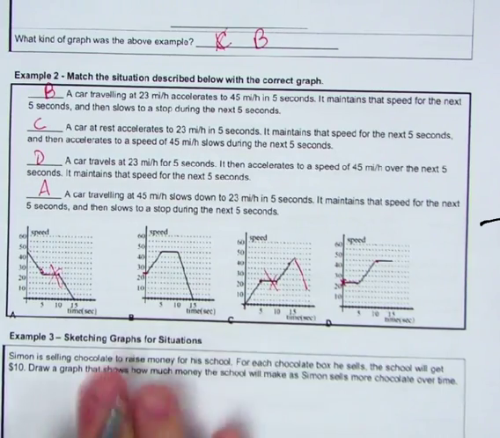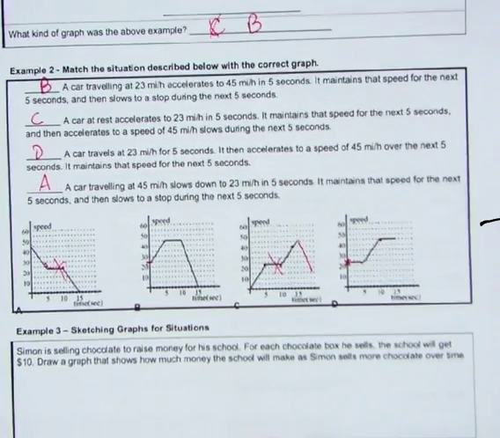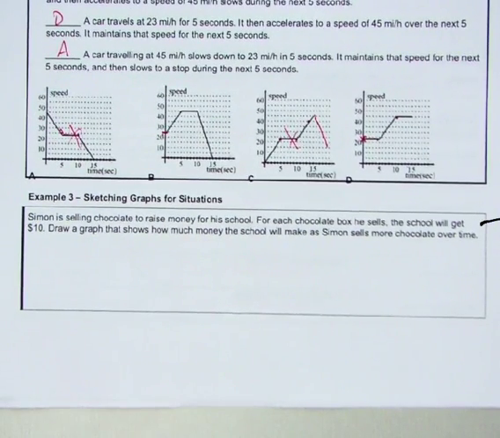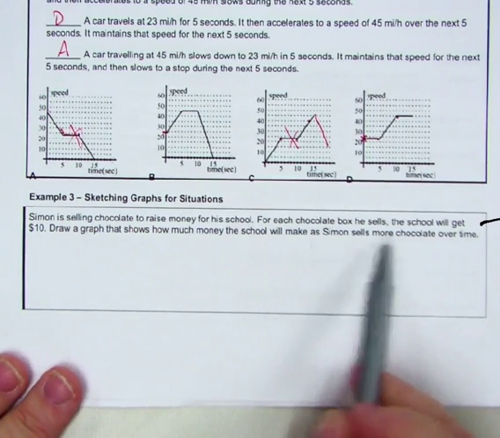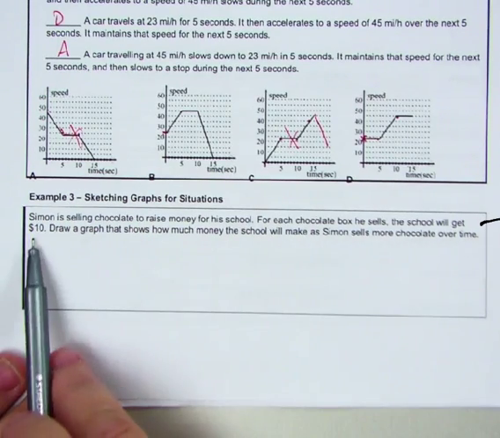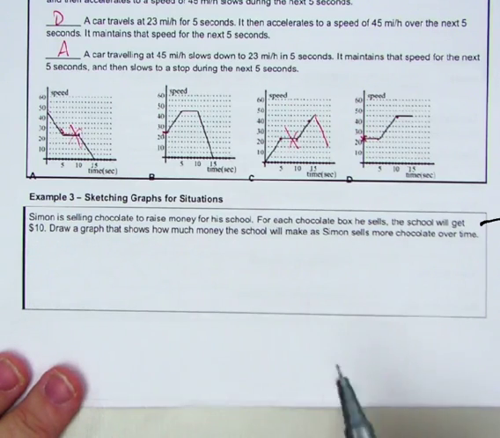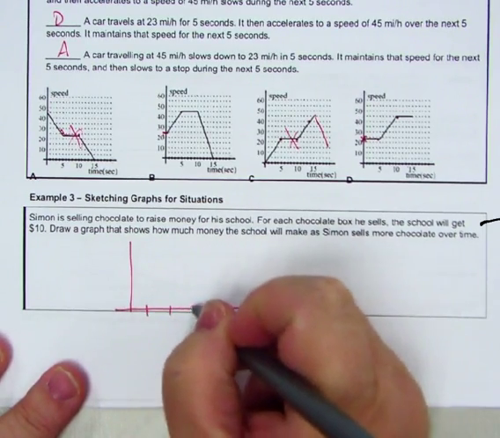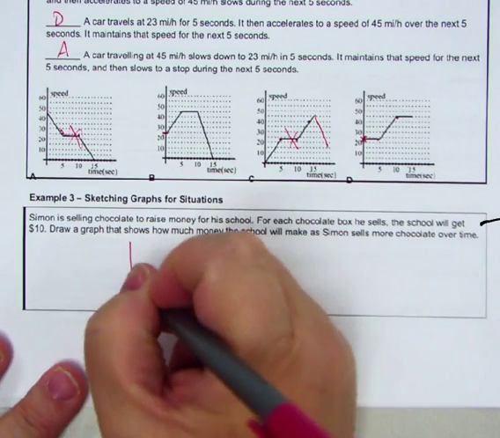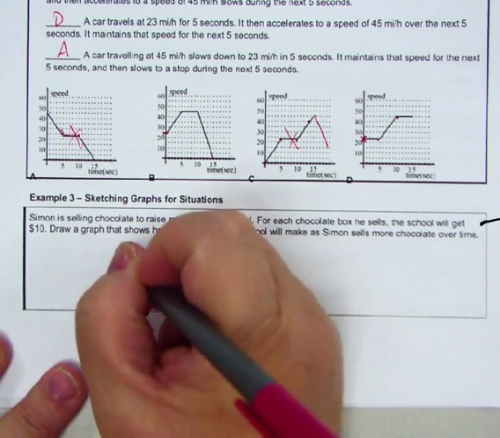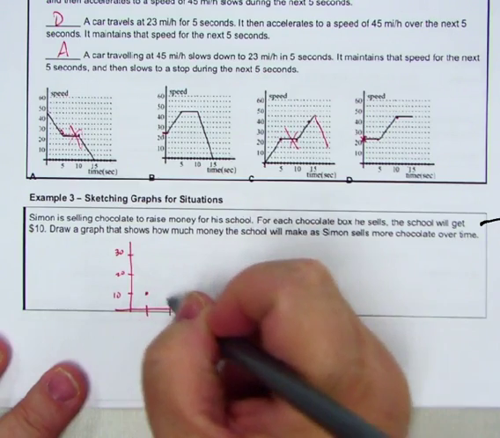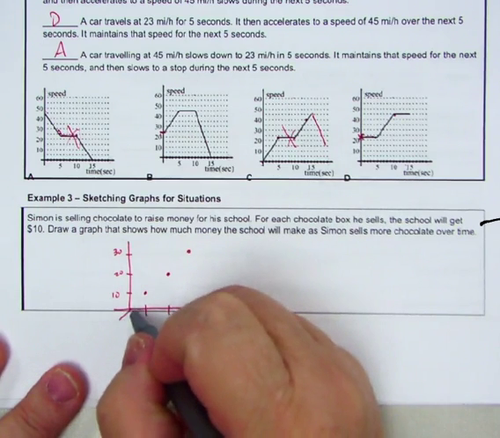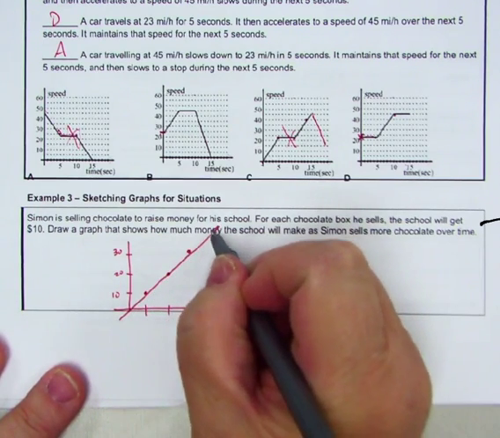All right, so that's kind of how you would think about them and go through the graphs. And then example 3, we're selling chocolate to raise money for school. For each box he sells, the school will get $10. Draw a graph that shows how much money the school will make as he sells more chocolates over time. So if you think about this, he's going to sell boxes, and for every box he makes $10. So this is 10, 20, 30, okay? So the first box he makes 10, the second box he makes 20, the third box he makes 30. So our graph really is going to look like that.